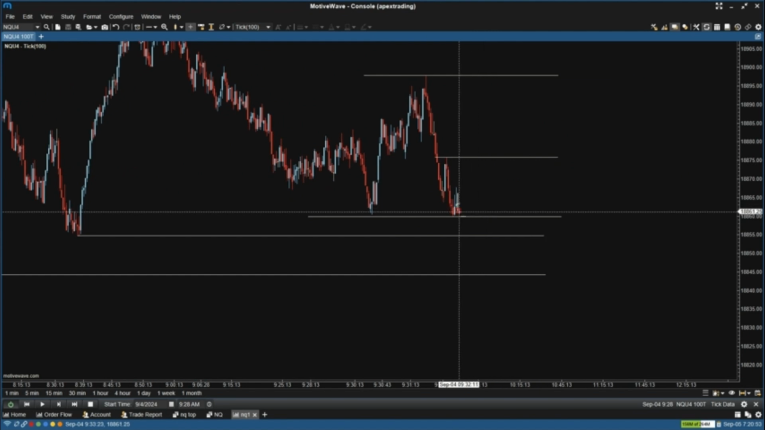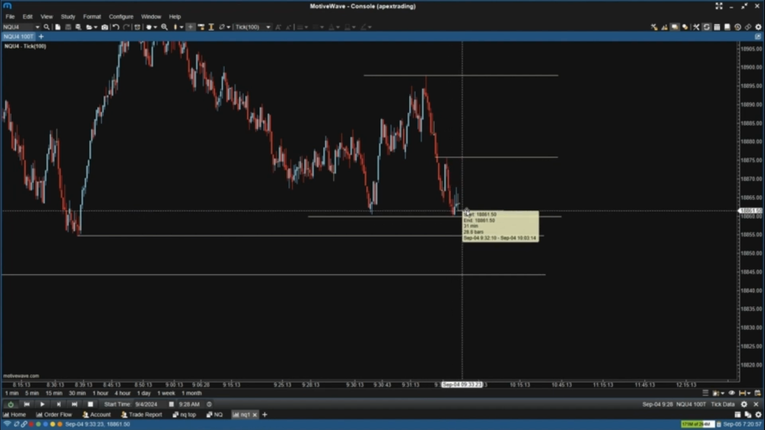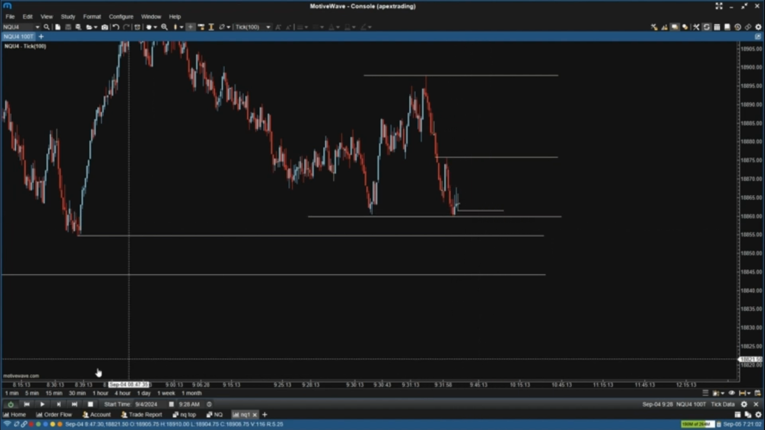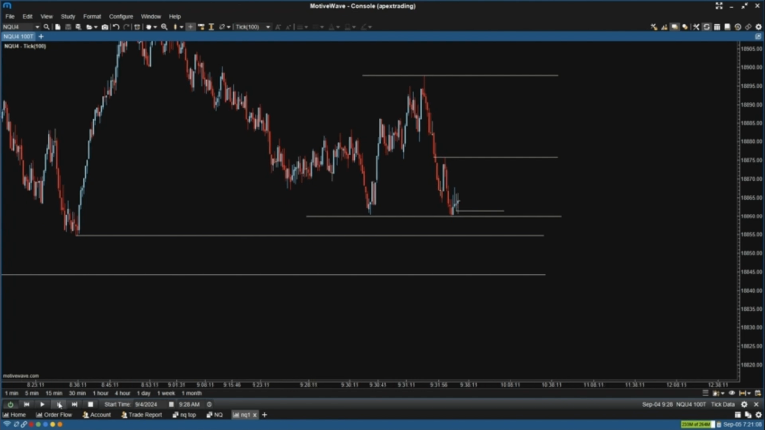And we're making a microstructure here, a higher low. So maybe buyers are still interested in this area. So it broke it, but still a higher low compared to this area.